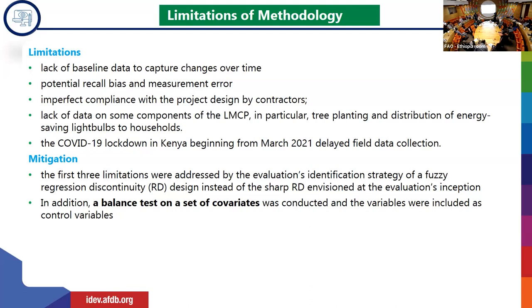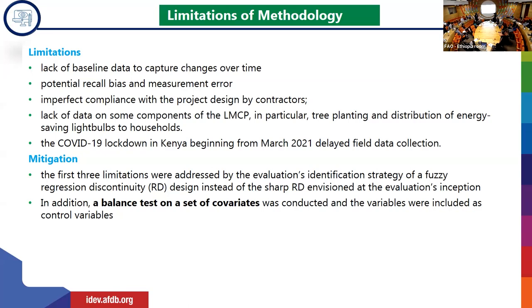What happens is that when you use a sharp regression discontinuity design, the assumption is that all those households that are going to be treated must be within the 600 meter radius of the transformer. But when we analyzed the data, we realized that households were connected when they were not supposed to be connected because they were outside the 600 meter radius. So we did not use the sharp regression discontinuity design because the assumption was violated.